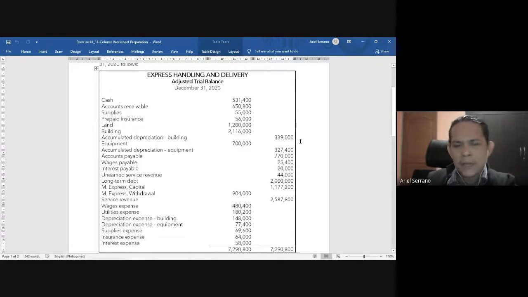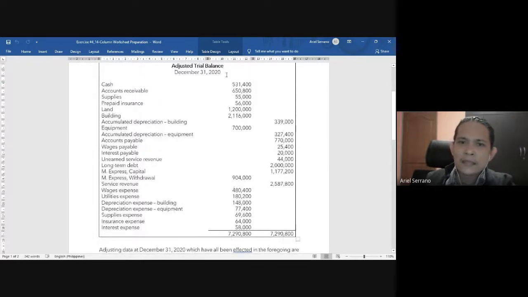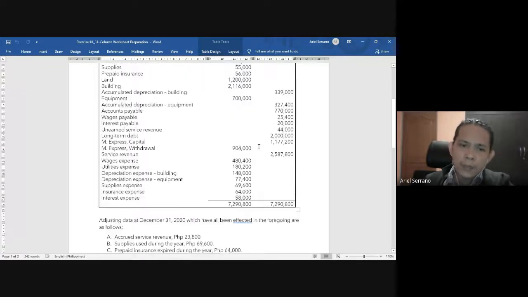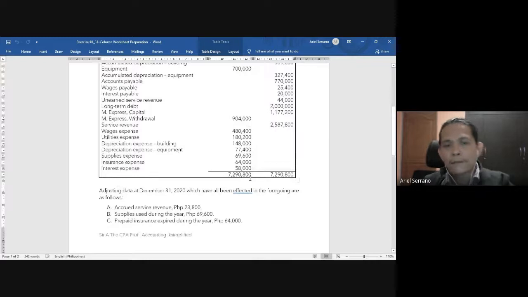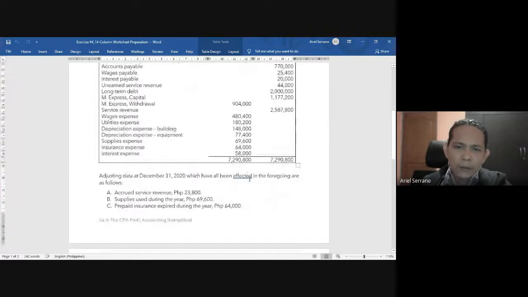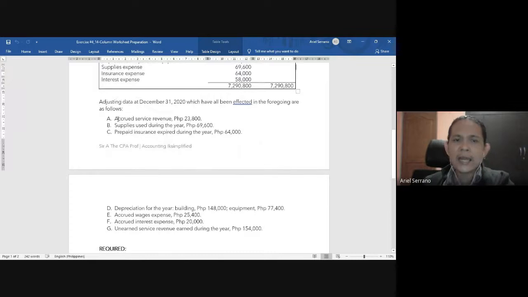So, meaning to say, if we add all the debits, we will get this amount at the bottom. And if we add all the credits, we will also get the same amount and they will tie up. The total debits will tie up with your total credits. We have already considered here the adjusted trial balance. But what we will be doing is to reconstruct from the adjusted trial balance that we have here, we will find out what is the unadjusted trial balance given these adjusting entries here.